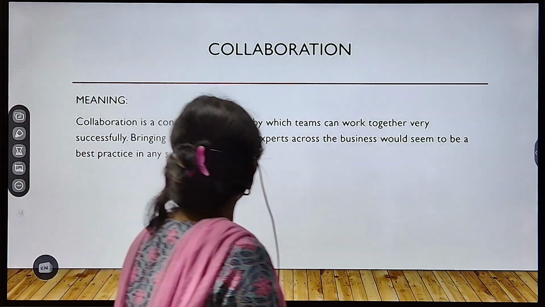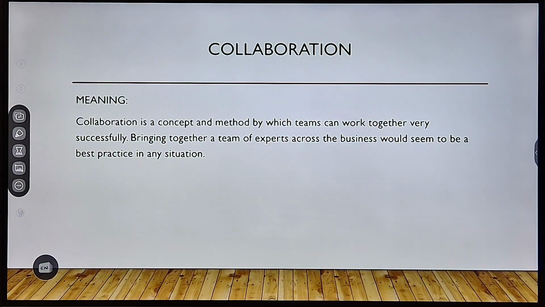The meaning is given here. Collaboration is a concept and method by which the teams can work together very successfully. Bringing together a team of experts across the business would seem to be the best practice in any situation.